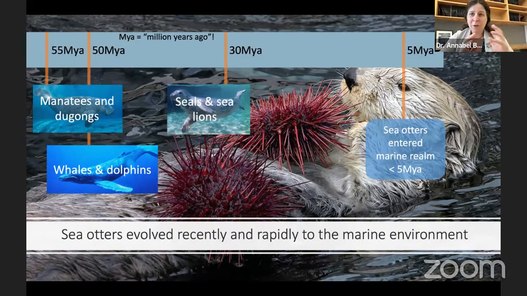They only entered the marine realm maybe 1 to 5 million years ago. So that's actually a blink of the eye in terms of evolutionary time, though of course it sounds like a long time to us. But in that short amount of time, sea otters have actually become extremely well adapted to this harsh environment.